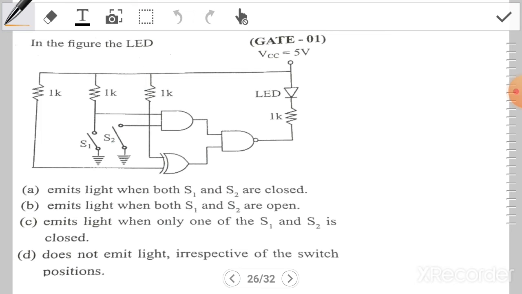In the figure, the LED, okay, 4 options are given. For this LED to emit light, this diode should be forward biased. So this will emit light only if, see, this is 5 volt, so this should be 0 volt.